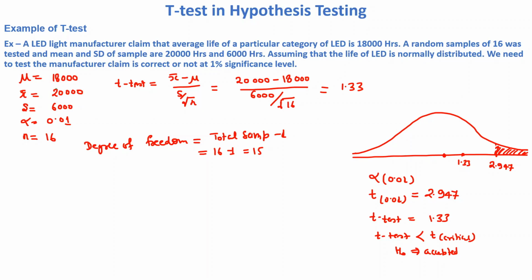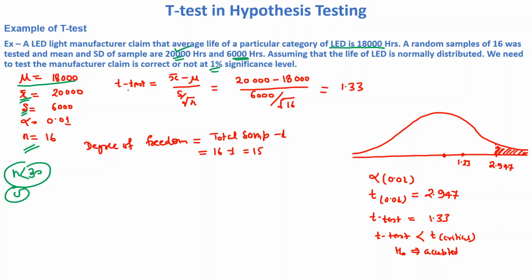So this is your population mean. The population mean is given here, and this is your sample mean. The sample mean is also given, and this is your sample standard deviation. And the third one is your alpha. Alpha is 1%, which means 0.01. And the total number of samples is 16. It means n is less than 30 and the population standard deviation is not given. So we can use the t-test.